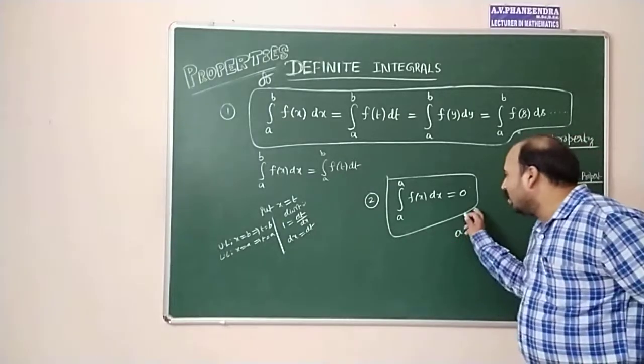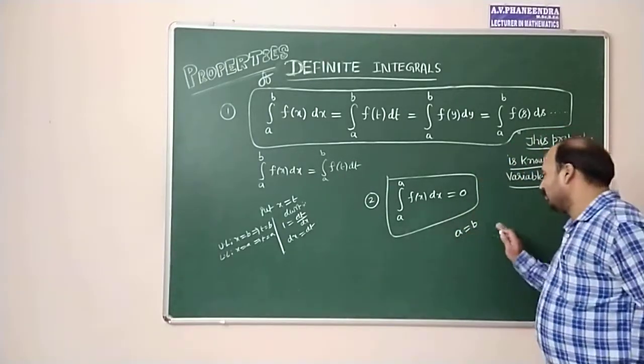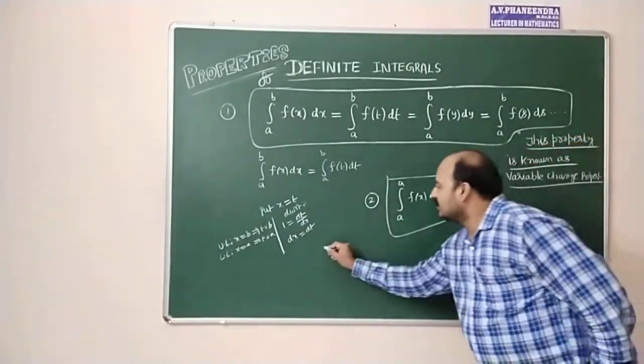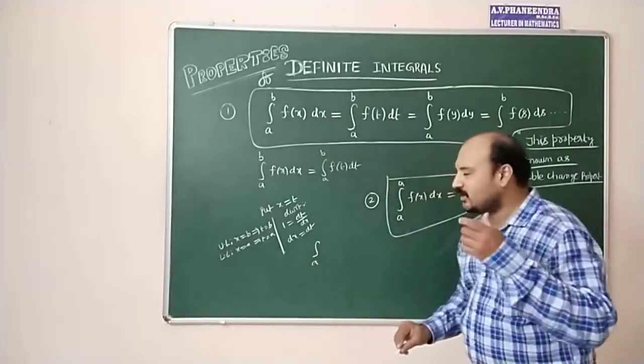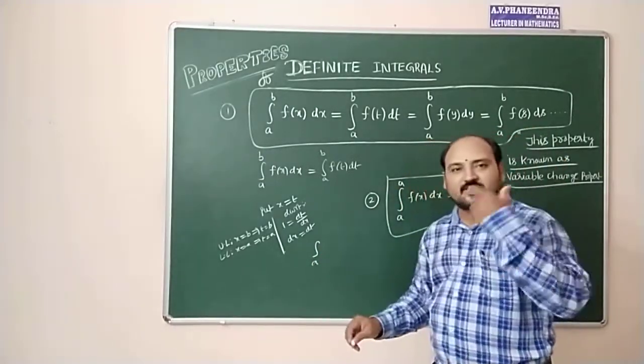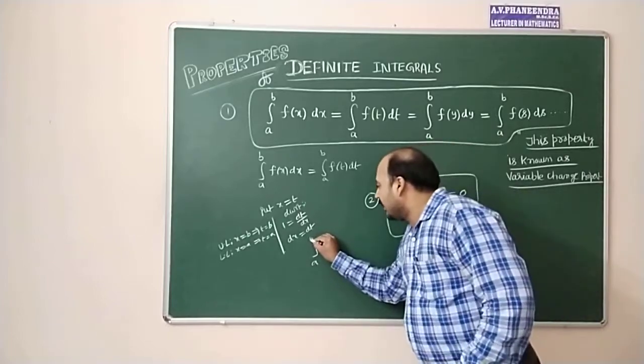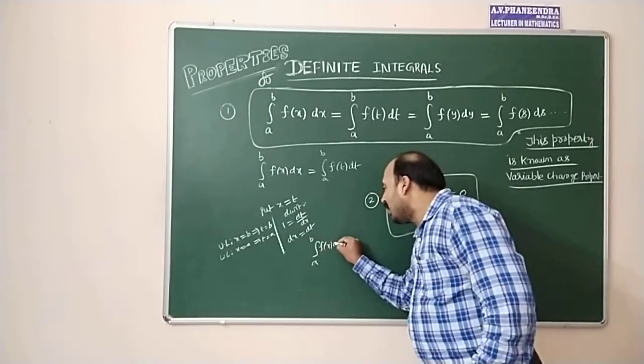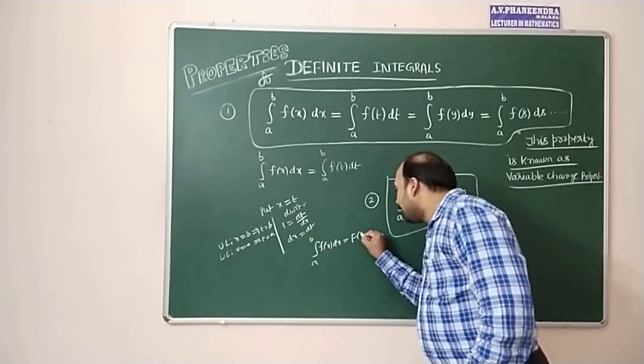How will it be 0? No one is asking. You have to. See, by the definition of the fundamental theorem of integral calculus, or the definition of a definite integral, integral a to b f of x dx is equal to what? F of b minus F of a only, no?